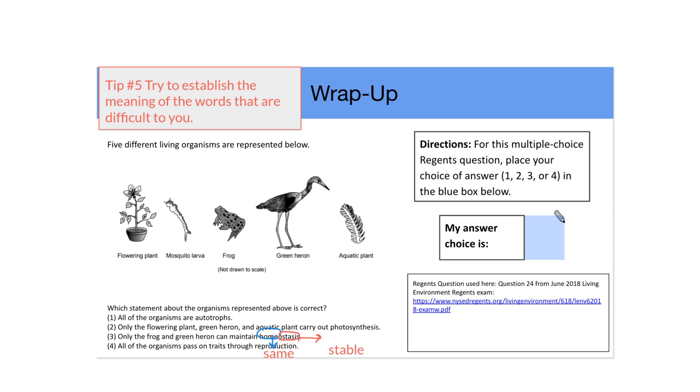So, number 4 says all the organisms pass on traits through reproduction. And we have seen that the word traits means the characteristics that pass from parents to the offspring. I'm going to go ahead and say that number 4 is the right answer.